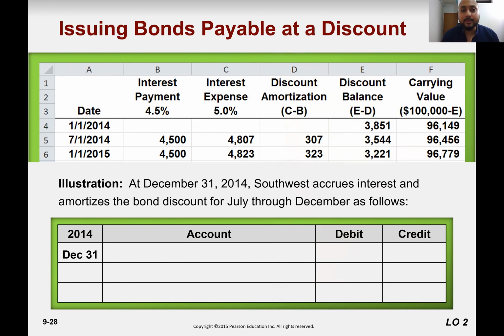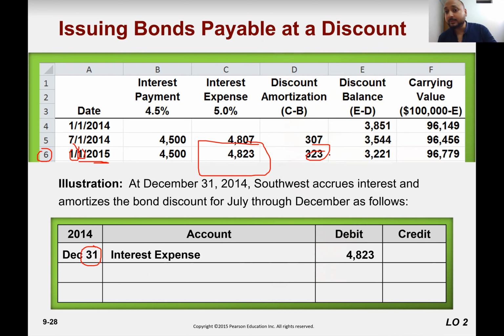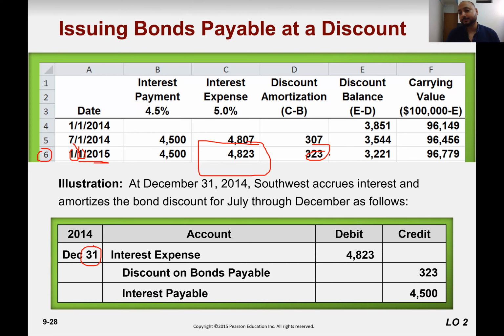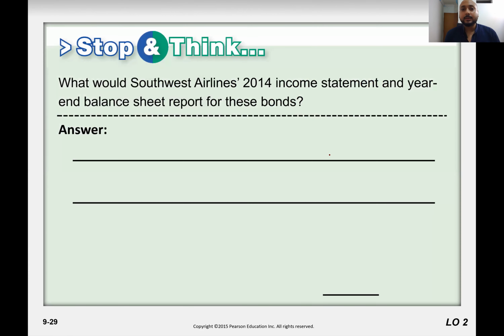Now this second interest is due next year, 2015, but we are at the end of the year. So we don't pay any cash; we record it as a payable. Our interest expense is 4,823, our discount, which is a decrease in expense, is 323, and interest payable is 4,500. Simple, right?